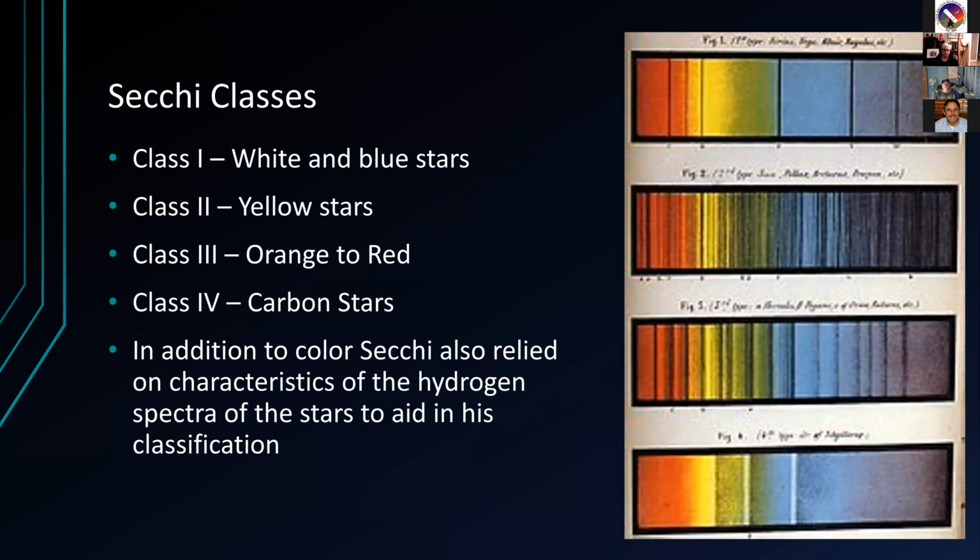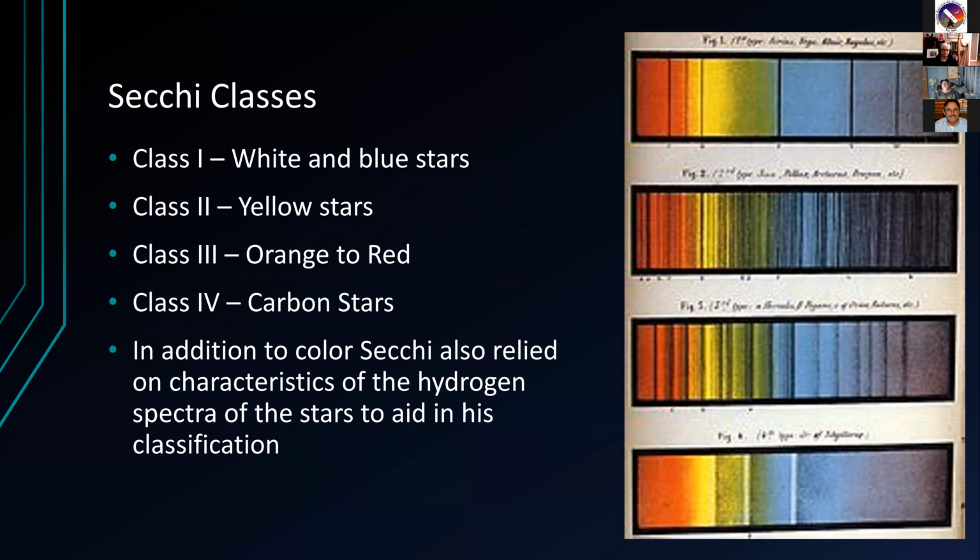So the Secchi classes were split out into 4 categories initially. There was a 5th category that was added much later by Secchi himself. But they were basically split into the constituent colors. White and blue stars were class 1, yellow stars fell in the 2nd class, orange and red into the 3rd, and then carbon stars, which he actually discovered on his own, were split into a 4th category.